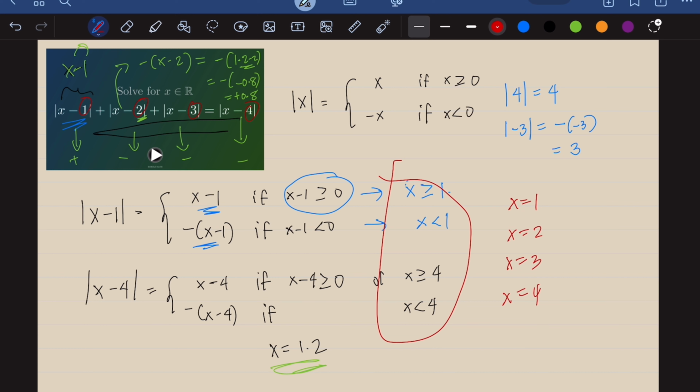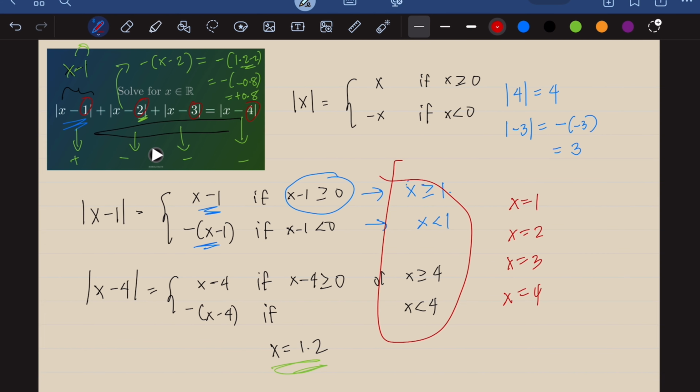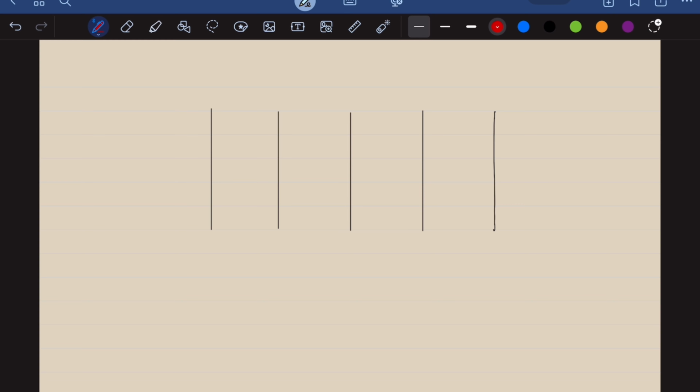Now the next step here would be a systematic way of evaluating the cases. To do that, we will make a table of what we call table of signs. Let's consider this number line here, where this is 1, this is 2, this is 3, and this is 4. Therefore, the values on this side are all values less than 1. These are values between 1 and 2, 2 and 3, 3 and 4, and greater than 4.